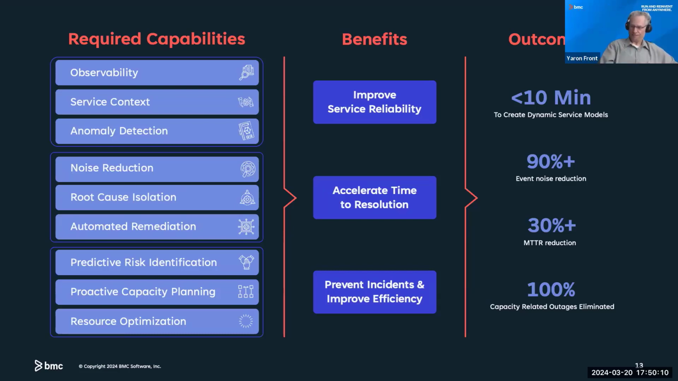And the last one is talking about predictive risk identification, proactive capacity planning, and resource optimization. In that, what we mean is being able to fix problems before they happen, being able to right size your IT estate so you make sure that you're investing in the right places. And it means mitigating risks ahead of time and being able to do both short-term and long-term planning.